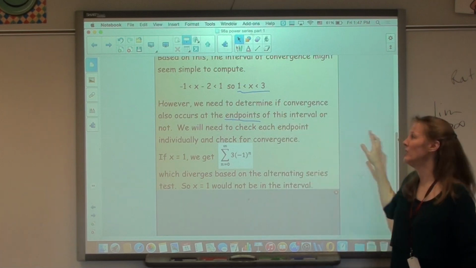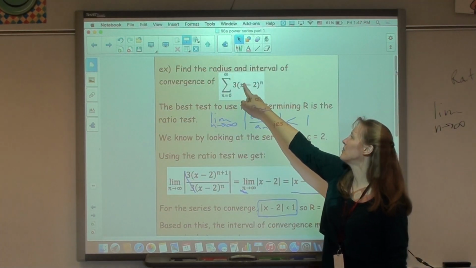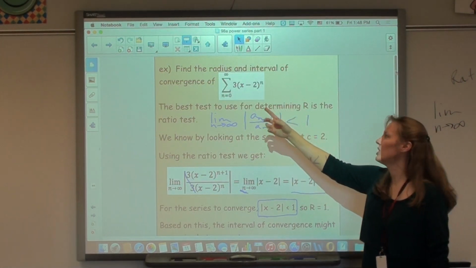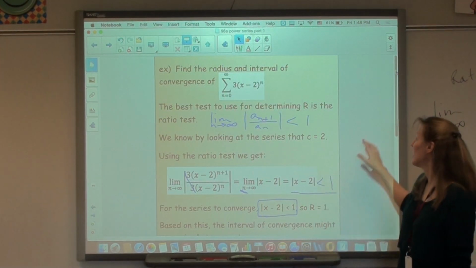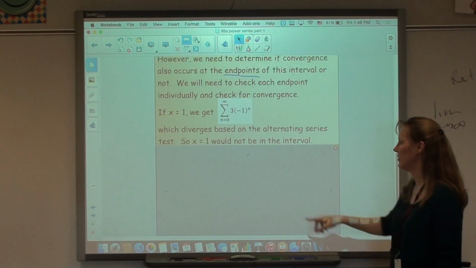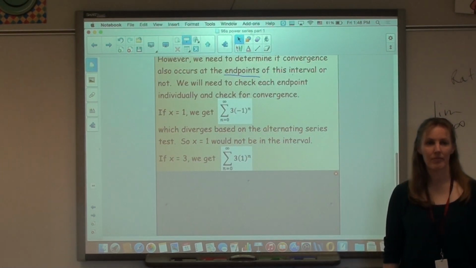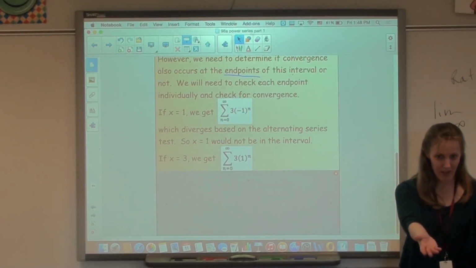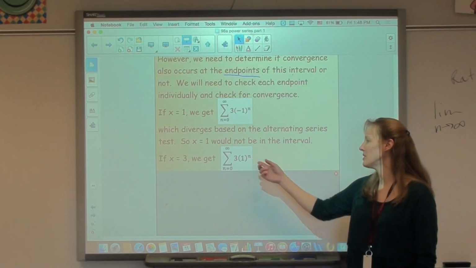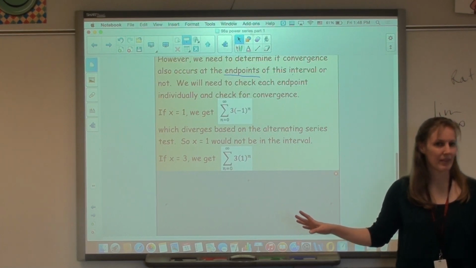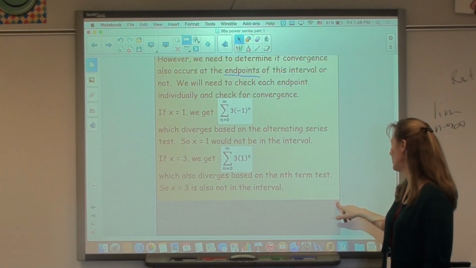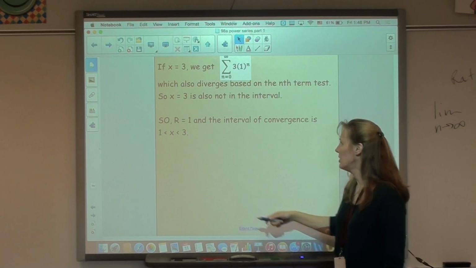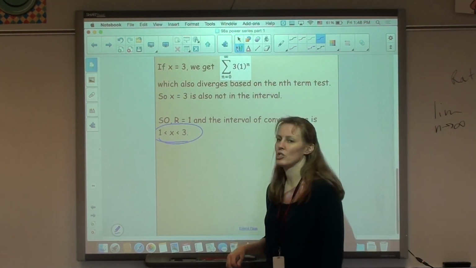So you plug a 3 into the original function, you get 3 times 3 minus 2 to the n, which is 3 times 1 to the n. What's 1 to the n? 1. So you basically just get the sum of 3. Does the sum of 3 converge? No. Why not? Tell me a test. Nth term test. If the limit isn't 0, it automatically diverges. So for this one I used the nth term test. Therefore, since both of the endpoints diverge, our final interval does not include them. And it's just 1 to 3.